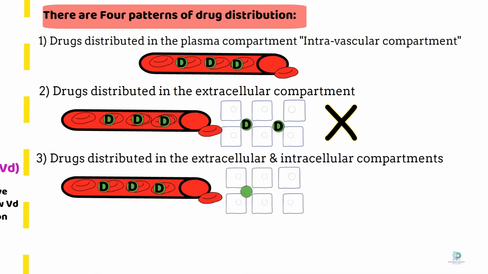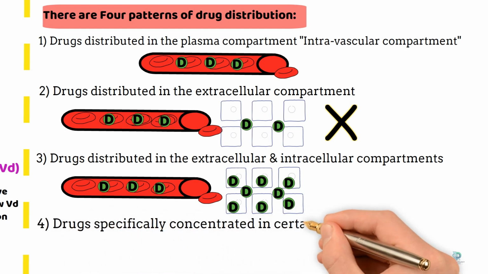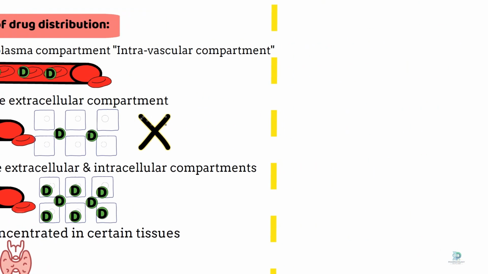3. Drugs distributed in the extracellular and intracellular compartments. These drugs have the ability to penetrate cell membranes and distribute throughout the entire body, reaching both extracellular and intracellular fluids. 4. Drugs specifically concentrated in certain tissues. Some drugs have a high affinity for specific tissues and tend to accumulate there. This selective distribution is seen with drugs like iodine, which concentrates in the thyroid gland.